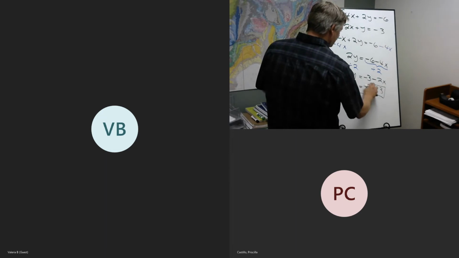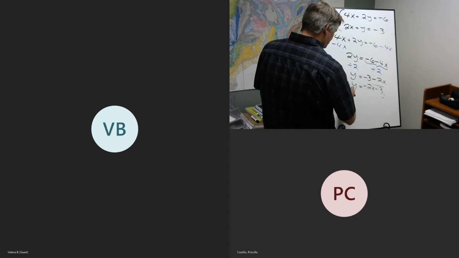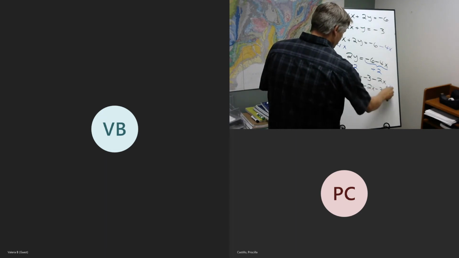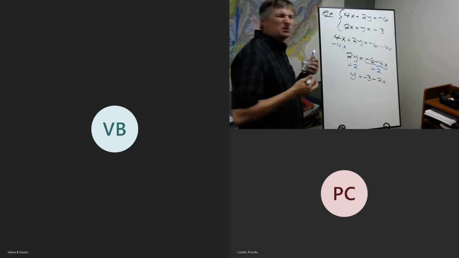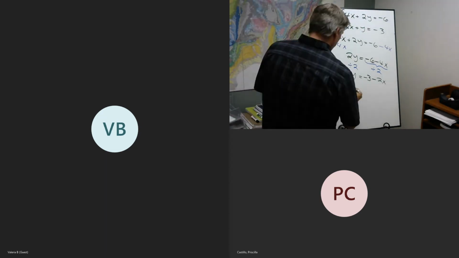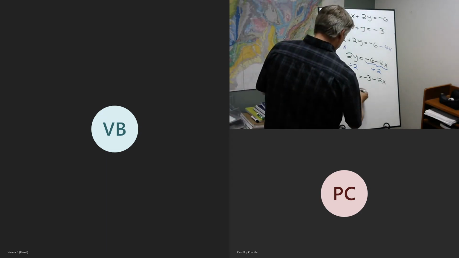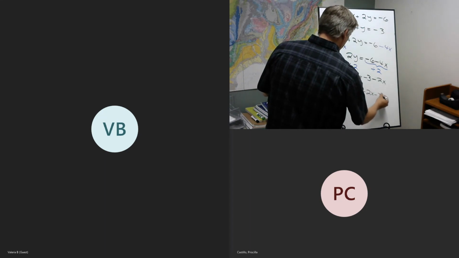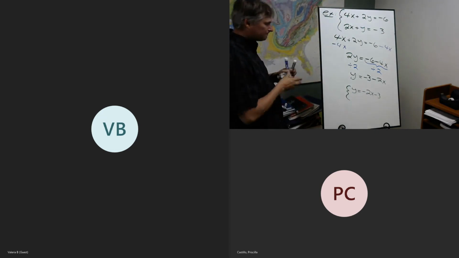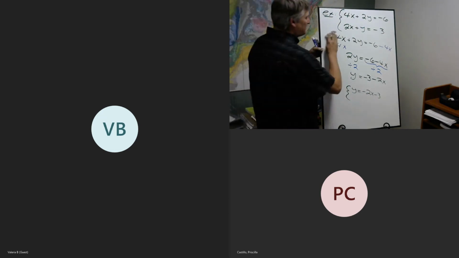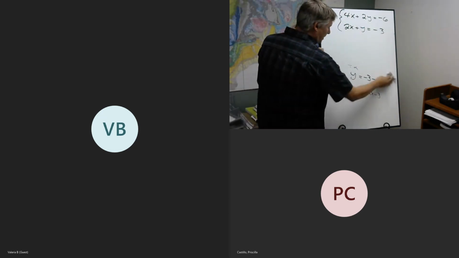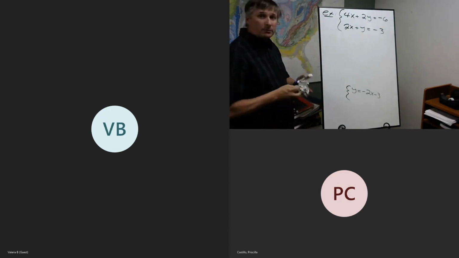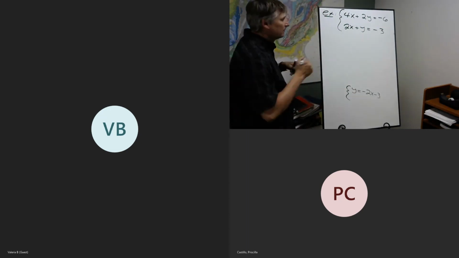So I'm going to put this as the beginnings of a new system. Well, same system, just looks different. So let's solve this next line for y, putting everything in y equals mx plus b form.